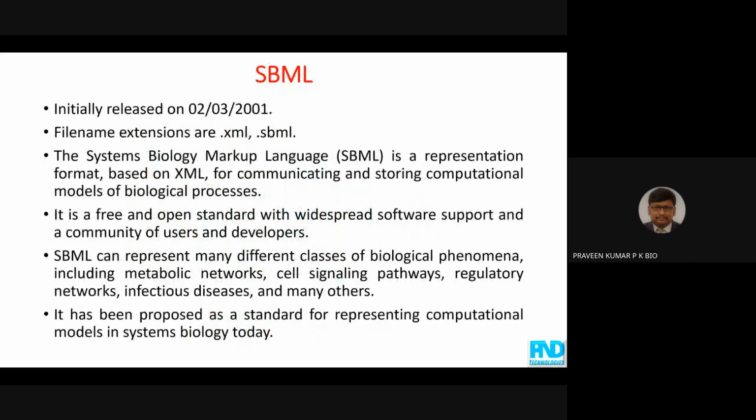Now about SBML. What is SBML? SBML stands for System Biology Markup Language. Like how we have HTML and XML, this language is actually used to develop the system biology components. It was initially released in 2001, and the file name extensions are .xml and .sbml.